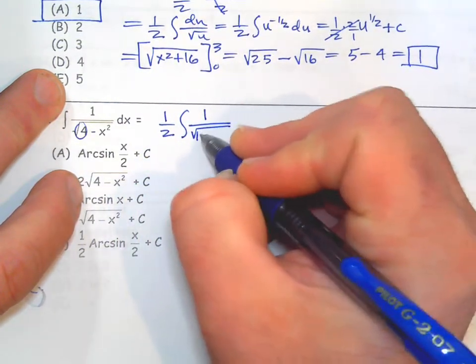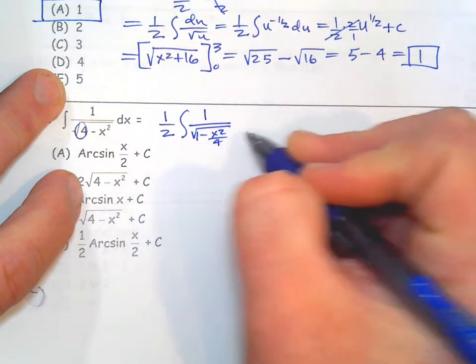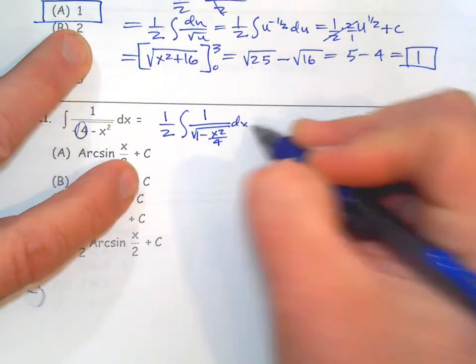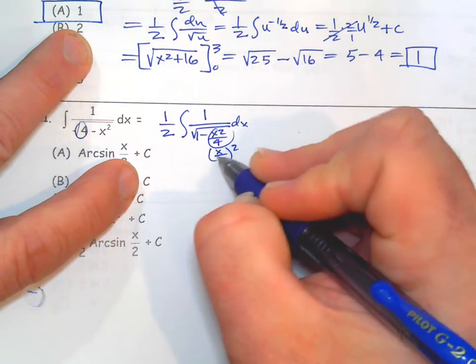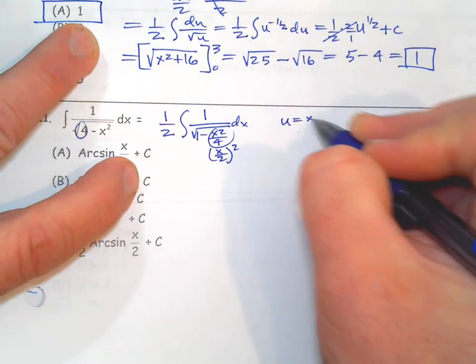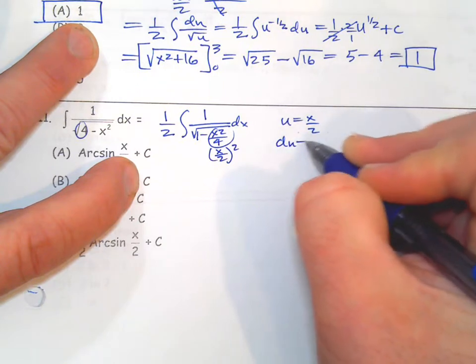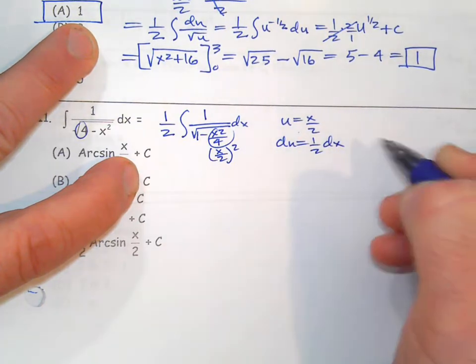And so that's going to be 1 minus x squared over 4. So I factored the square root of 4 out. So this is going to be where my u goes. What do I square to get x squared over 4? It's going to be x over 2. So u equals x over 2. du equals 1/2 dx. And I want the 1/2.